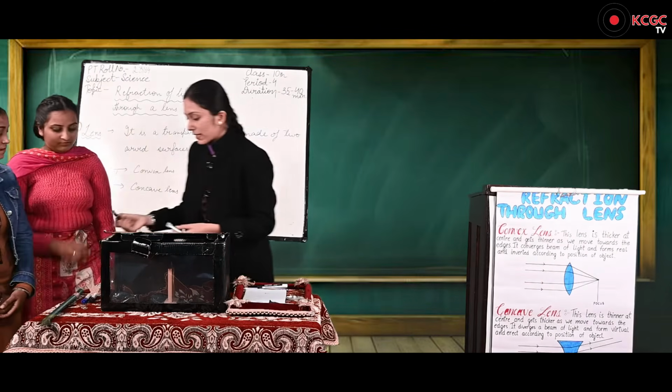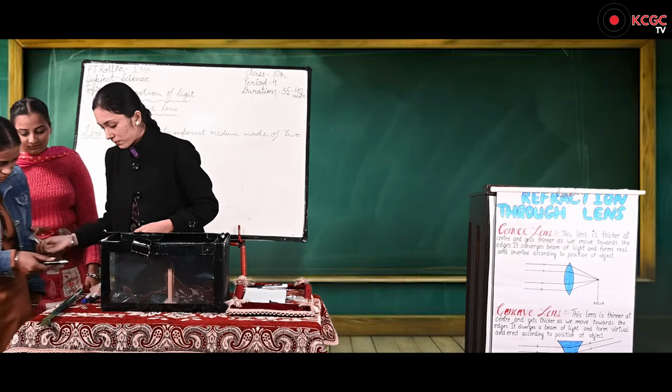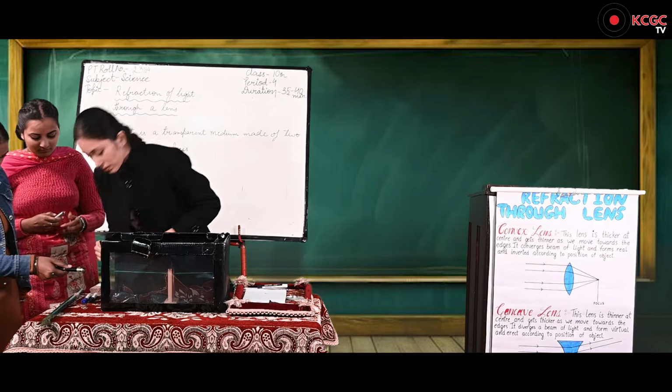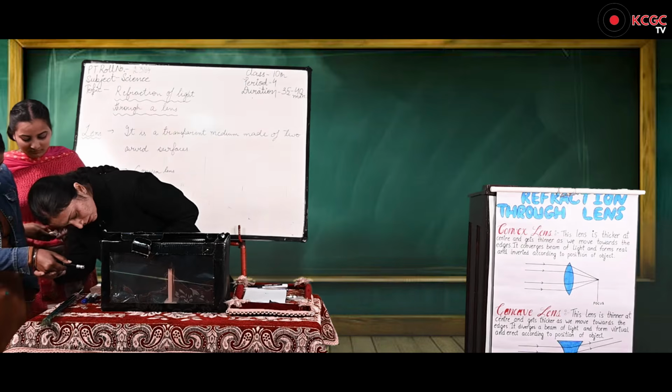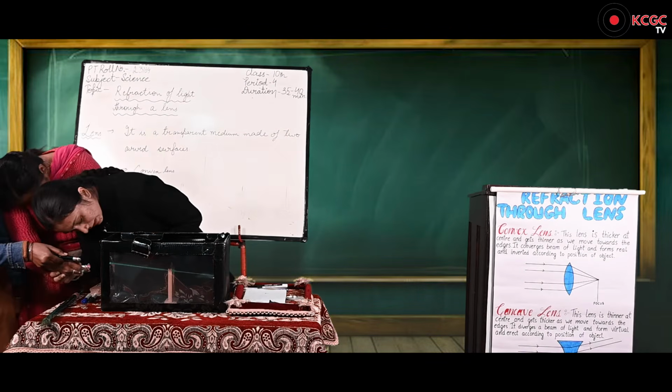Hold these laser lights and point them at the center of the convex lens. Hold it. Just point it towards the center. You also please come and point the laser lights towards the center.